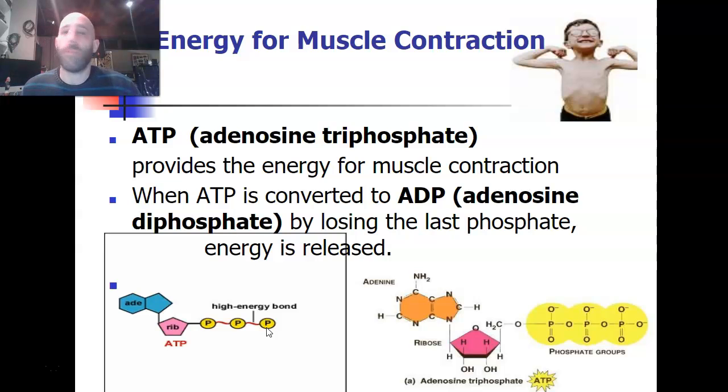So am I going to go into all this stuff about ATP? No, I'm not. I'm not going to get into the biology of it. What I want us to understand, though, is how it relates to muscle function. And we need to always be making ATP.